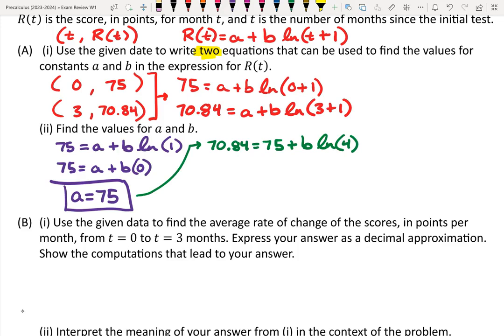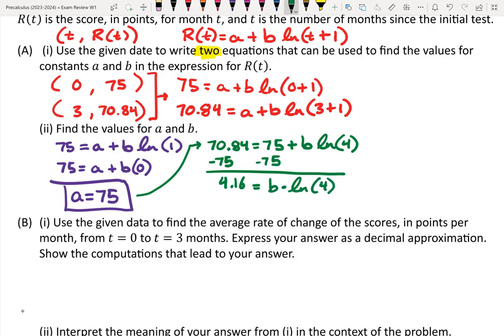What was that? Isolate, and so what would we do? Definitely subtract 75. It's minus 75. What does that give us? 4.16. Okay. Equals b times the natural log of 4.